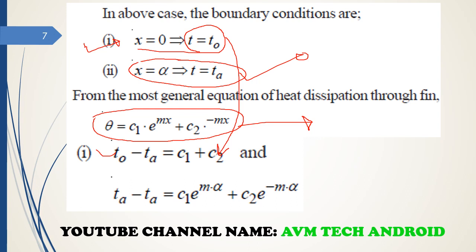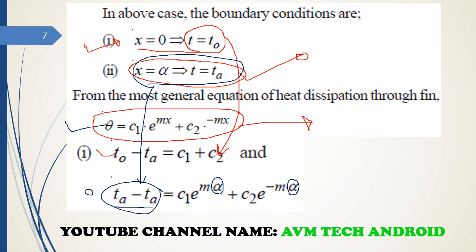Now we have to put the second boundary condition here. In the most general equation, theta equals C1 into e raised to mx plus C2 into e raised to minus mx, we have to put T equals Ta. So we get Ta minus Ta equals C1 e raised to m into infinite plus C2 into e raised to minus m into infinite. Now we know this Ta minus Ta is 0.